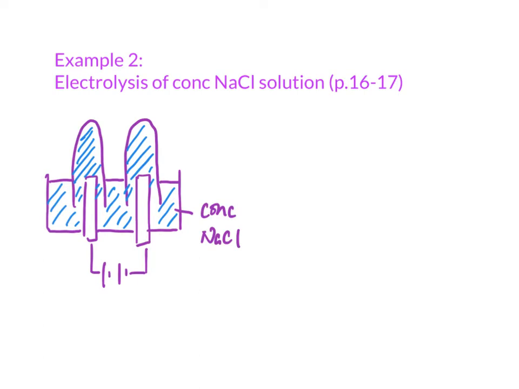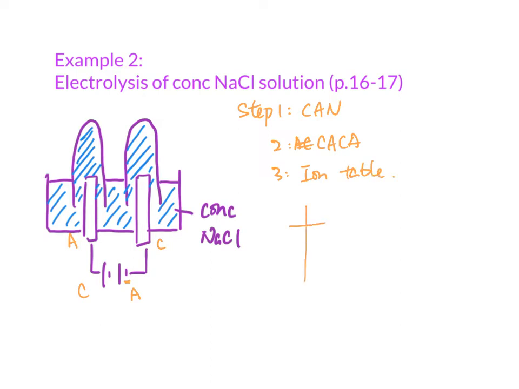So again, step one, you need to identify the cathode and anode. The cathode is negative. Step two is to write the cathode and anode. Step three will be the ion table. So you have H plus, OH minus, Na plus, and Cl minus.